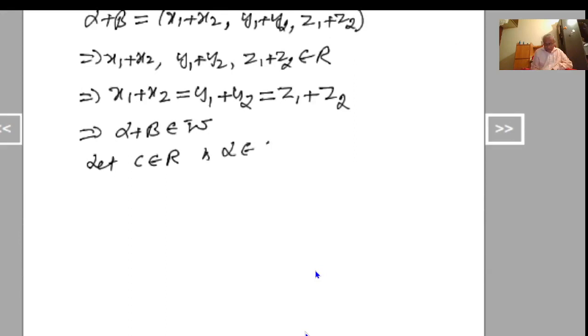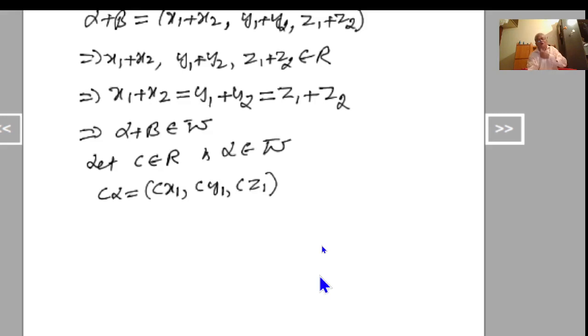And next, for the second condition, let C belong to R and alpha belong to W. Then what is C into alpha? C into alpha is Cx1, Cy1, Cz1. We have to prove that this belongs to W. To prove that this belongs to W, I have to prove that Cx1, Cy1, Cz1 belongs to R and Cx1 equal to Cy1 equal to Cz1. That we have to prove.